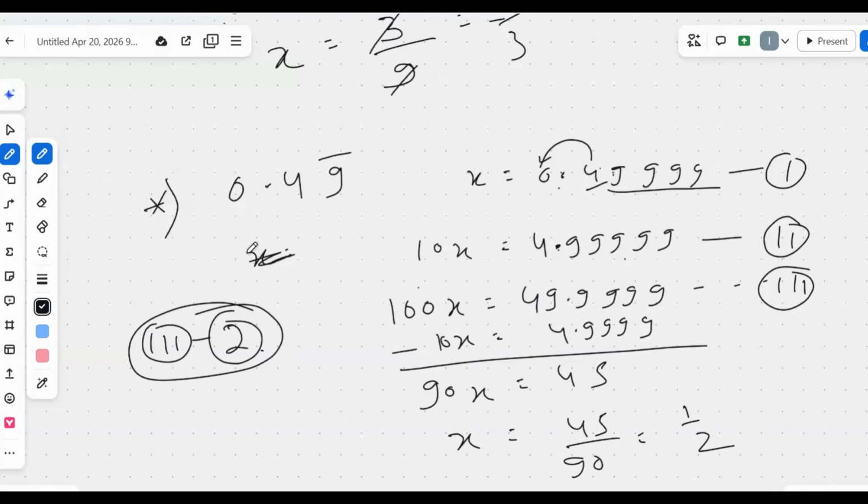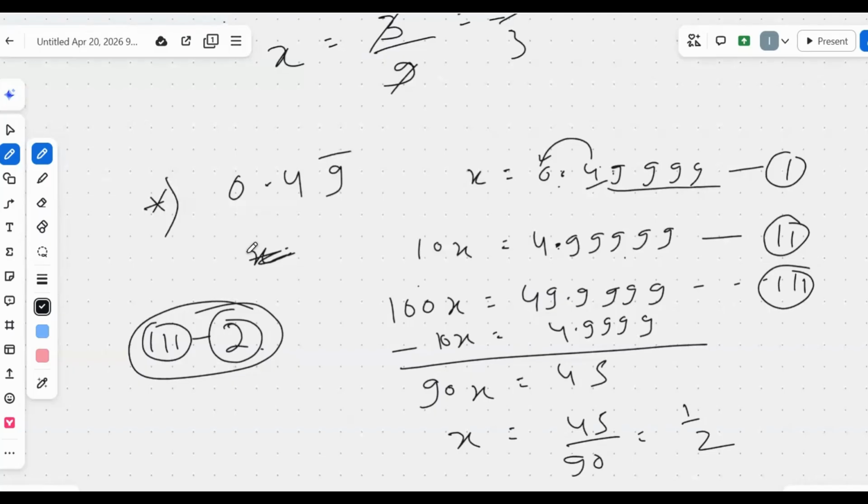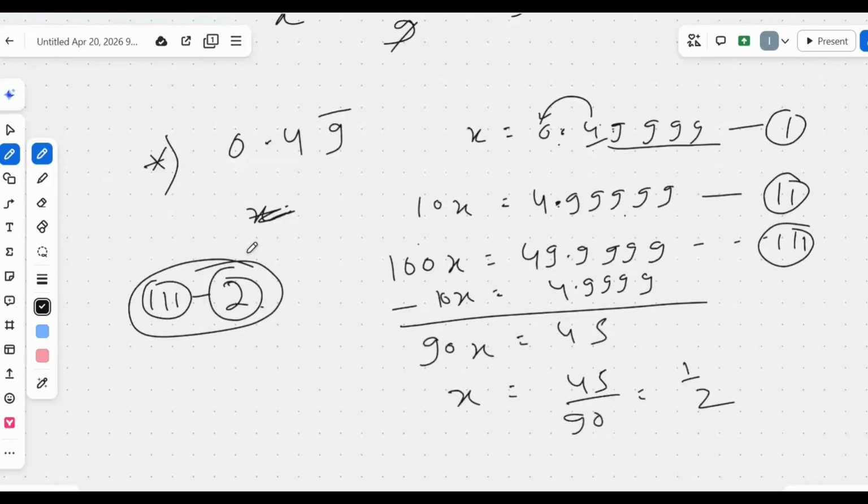Okay, ma'am. Now, one question I am giving you. You should do this: x = 4.69, and the bar, the repeating number, is 999. Okay, do this.